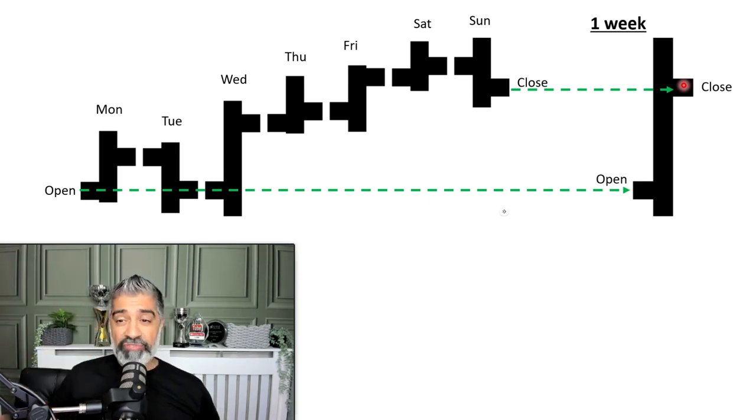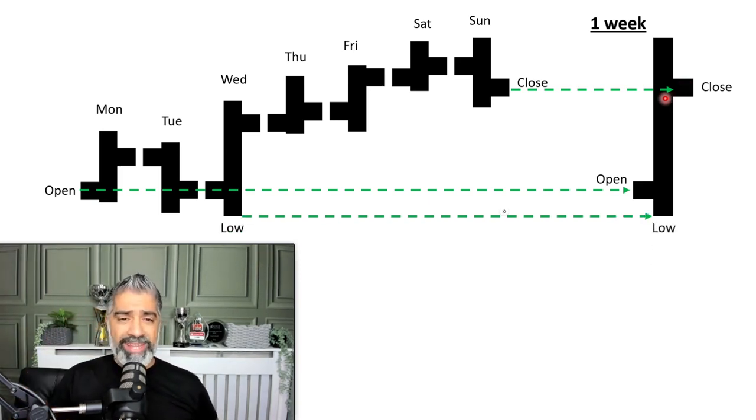And there's 2 other bits that you really want to know. It's the low. We can see on Wednesday, on here, on the weekly bar, we wouldn't know what day the low occurred. So we can go down to a lower degree time frame, which is the daily chart. And here we can see that the low occurred on the Wednesday and is represented on the weekly bar over here. Where did the high occur of the week?